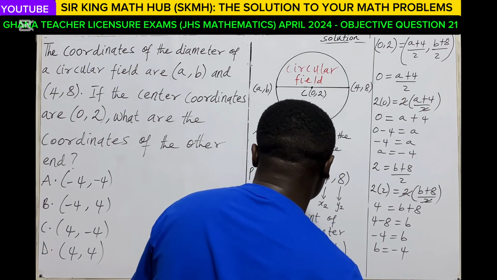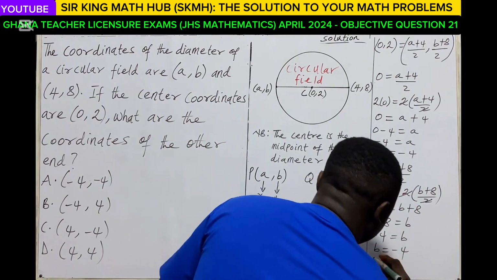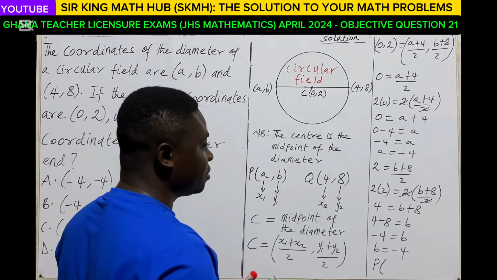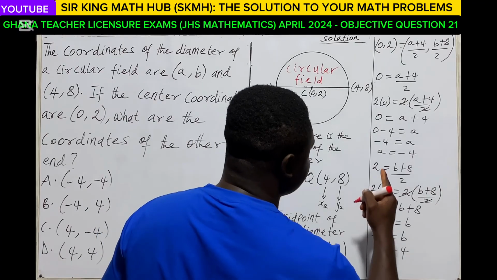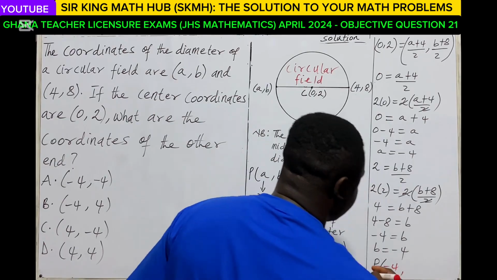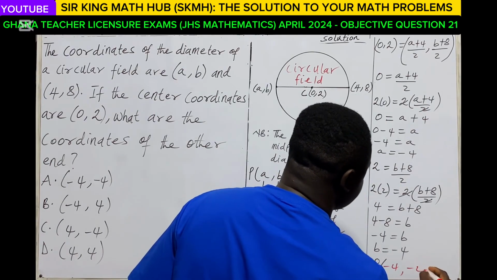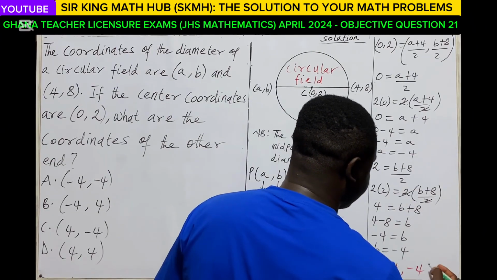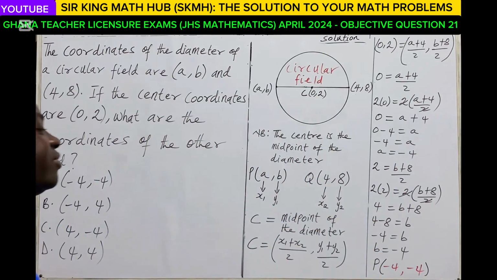So you could see that the point P has coordinates: for A we had minus 4, and for B we also had minus 4. So what is the right answer from the alternatives? The right answer is option A.